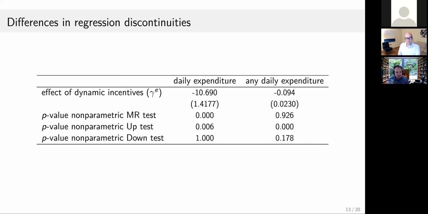Good. Here's the slope of the line, -10. So let me explain a little bit what that means. At face value, -10 means when I change dynamic incentives, the expected end of year price, all the way from 0 to 1, then care consumption will decrease by 10.69 euros per day.